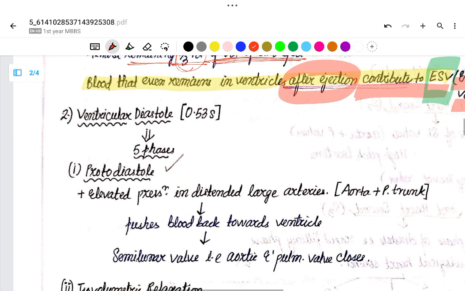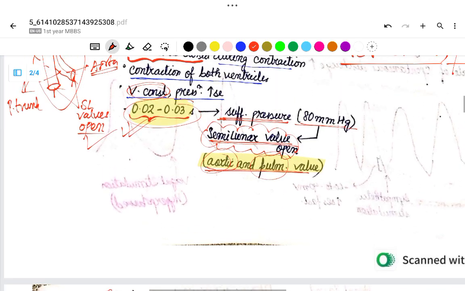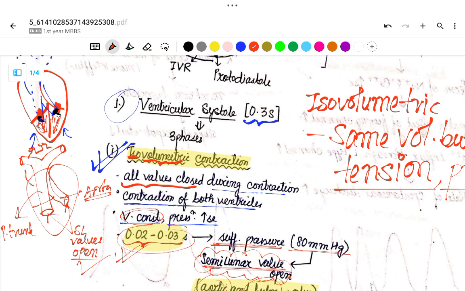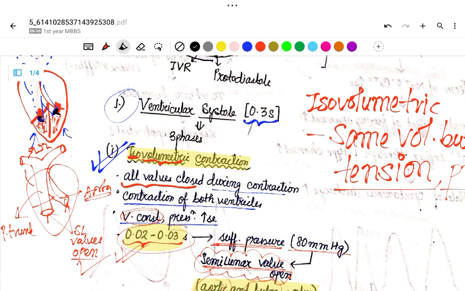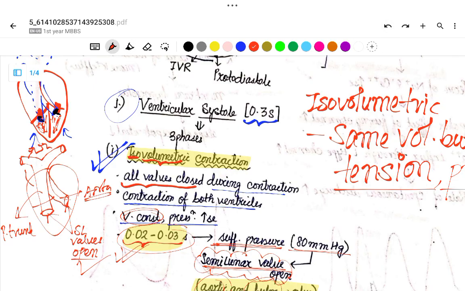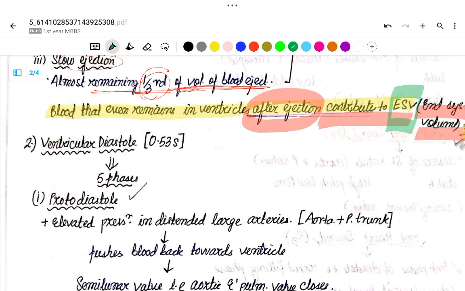Okay, next we come to the ventricular diastole part. As we have seen, the total ventricular systole consists of 0.27 seconds. We approximate it as 0.3. And the ventricular diastole is 0.53 seconds. It is divided into 5 phases.